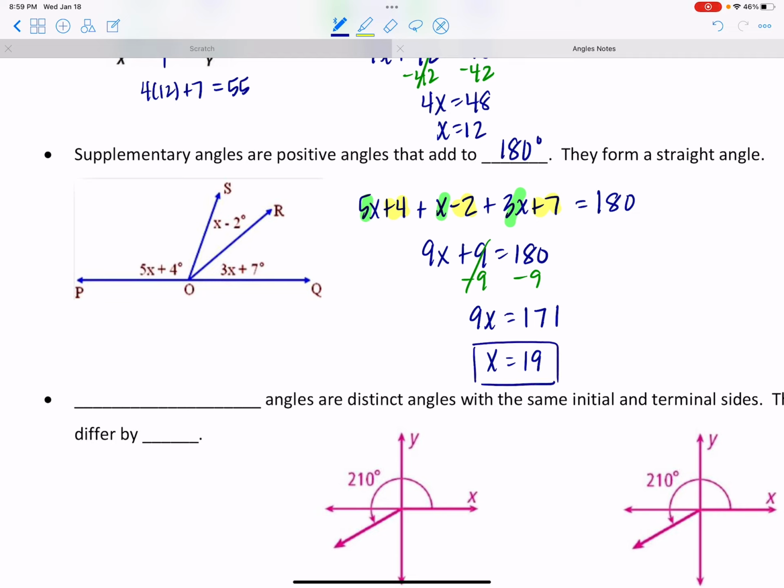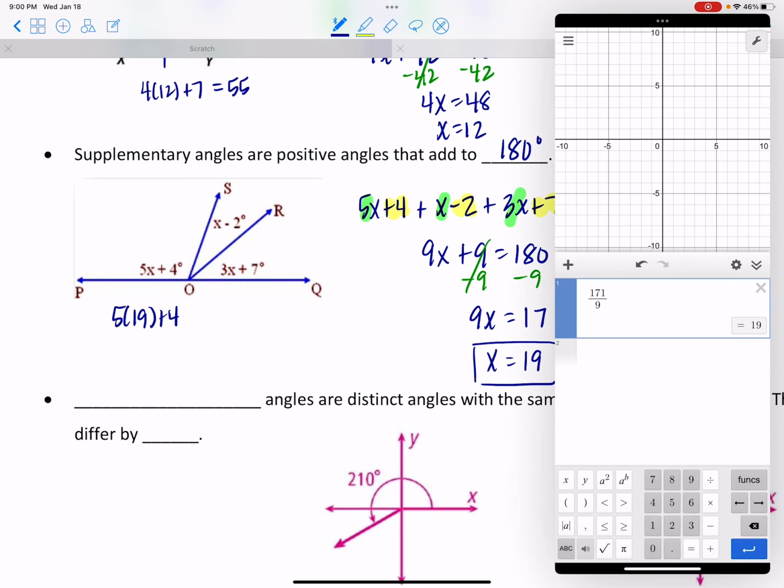Now I could also use this to ask you to find the measures of the angles. Again, a good way to check our work. We plug this back in. So if I plugged back in here, 5 times 19 plus 4, that would be, let's see, 19 times 5, which is going to be 95. Yeah, I was going to mess that up in my head. And then I'm going to add 4. So this is a 99-degree angle here.